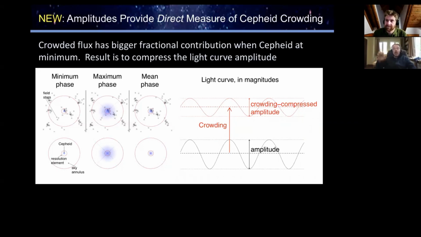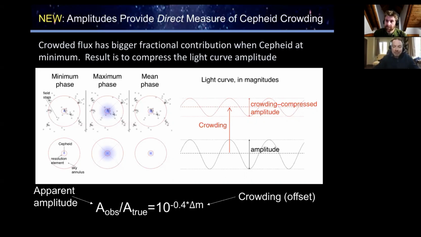So for the uncrowded Cepheid that you see on the left there, you get the normal light curve, and it's kind of sinusoidal, and you measure its amplitude, and that's fine. But in the case where there's this crowded flux, it compresses the light curve because, of course, it's adding a constant amount of flux when the Cepheid is faint versus when the Cepheid is bright. And so as a fraction of the Cepheid, the variations now become smaller. And so you get this compressed amplitude.